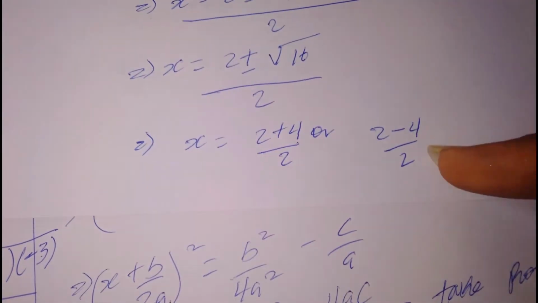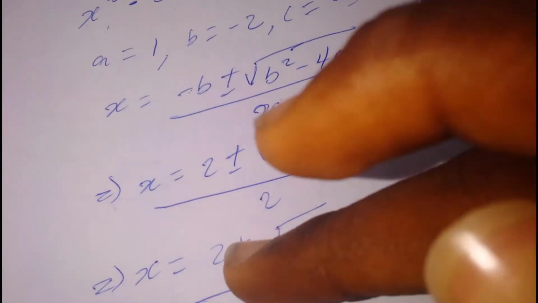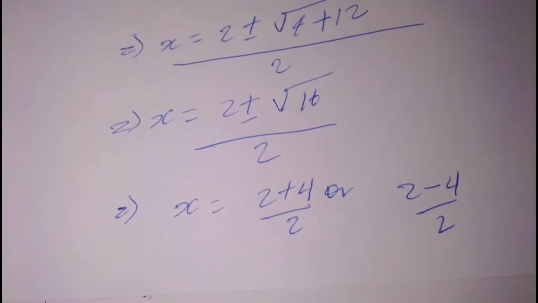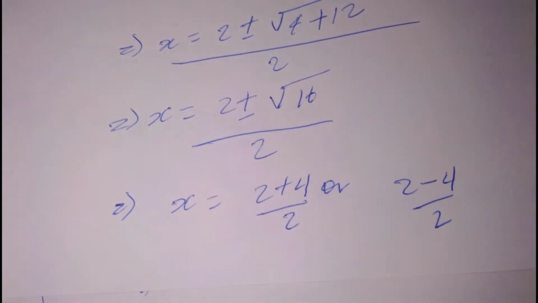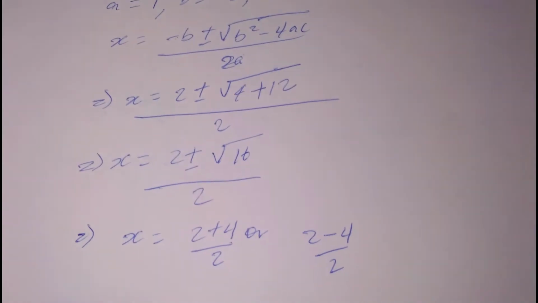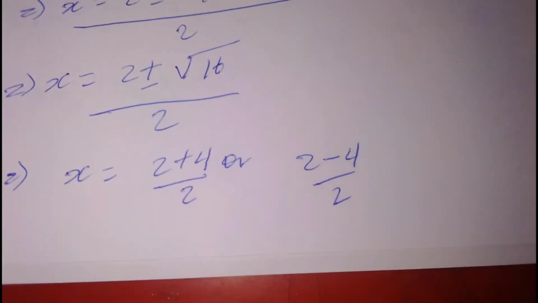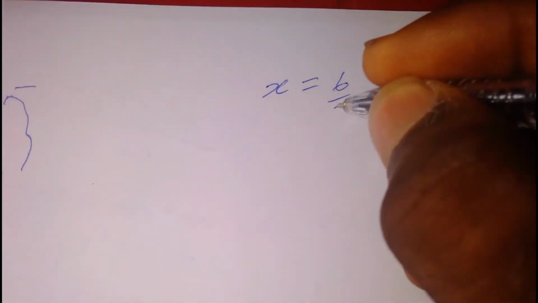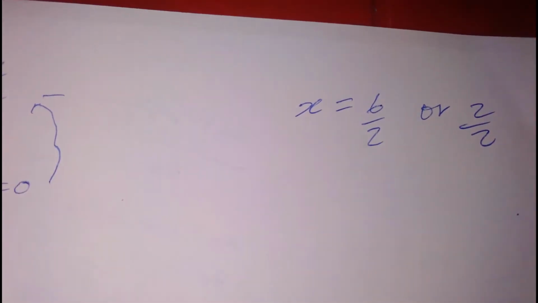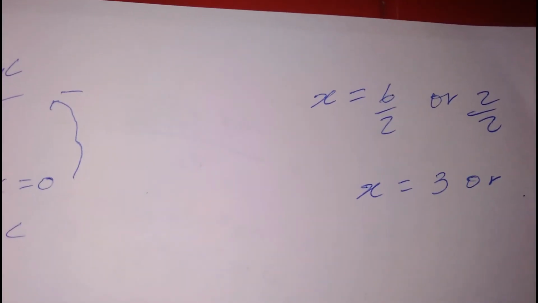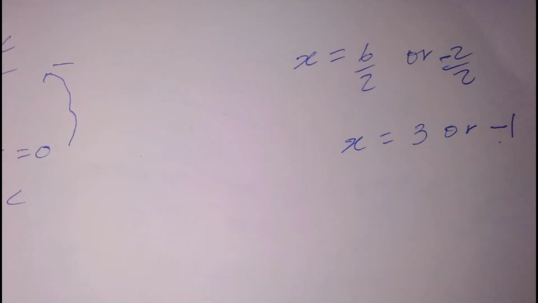You might be wondering, how did this come out to be? Well, plus or minus means a particular number plus something, or a particular number minus something, because we mostly get two answers in a quadratic equation. By now you all should know that. So therefore we bring out here x equals 6 over 2 or negative 2 over 2. Then x equals 3 or negative 1, because 2 minus 4 is negative 2.